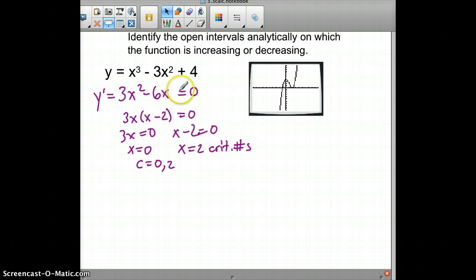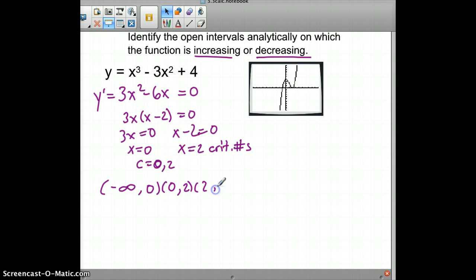But what we're looking for is where the graph is increasing or decreasing. So we set up intervals because at 0 and 2, those are the only places that this graph could possibly change direction, because that's the only place the derivative equals 0 or the derivative is undefined. Now this one does not have a place where the derivative is undefined because there's no denominator. So we set up intervals from negative infinity to 0, between 0 and 2, and after 2. If you've got two critical numbers, you're going to have 3 intervals.